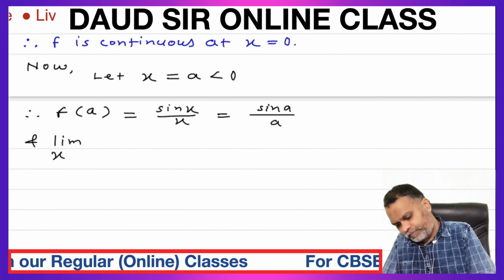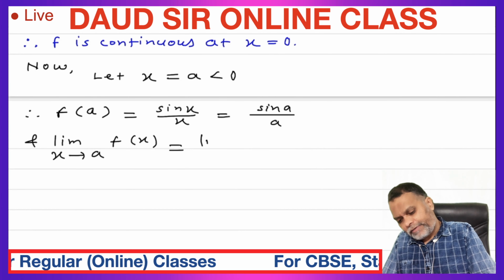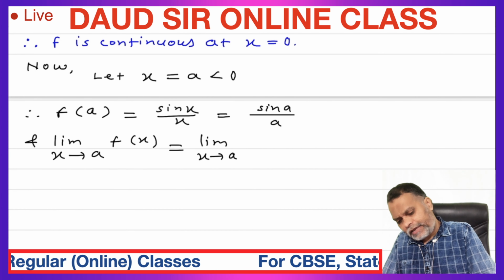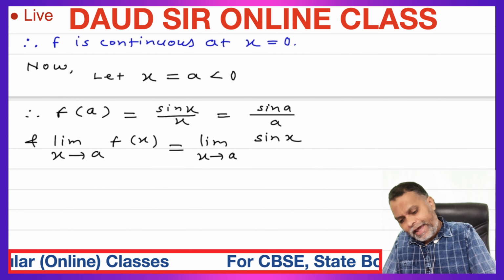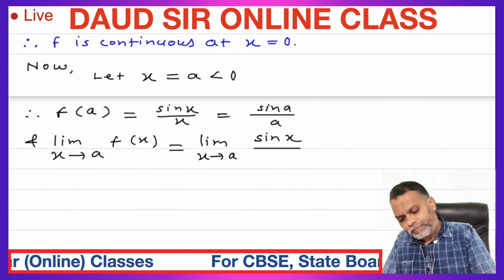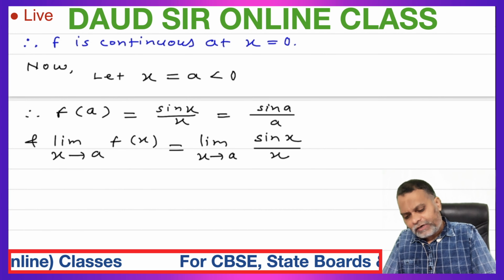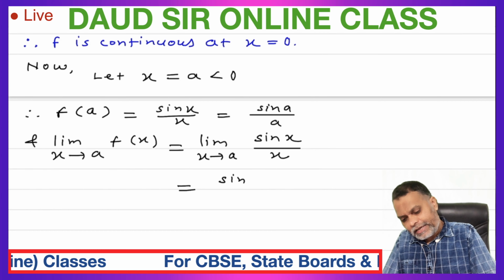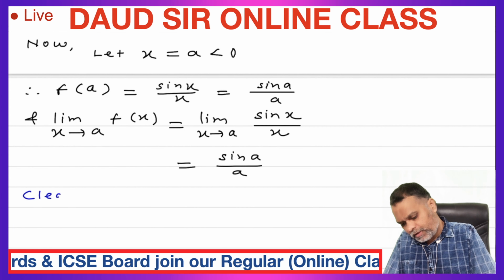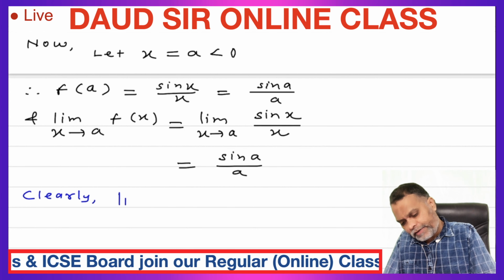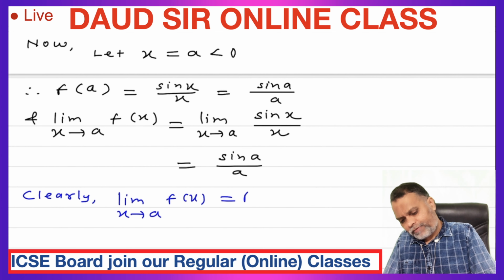Limit x tends to a f of x is equal to limit x tends to a sin x upon x. So substitute the value of x here. So it is sin a upon a. Clearly, limit x tends to a f of x is equal to f of a.